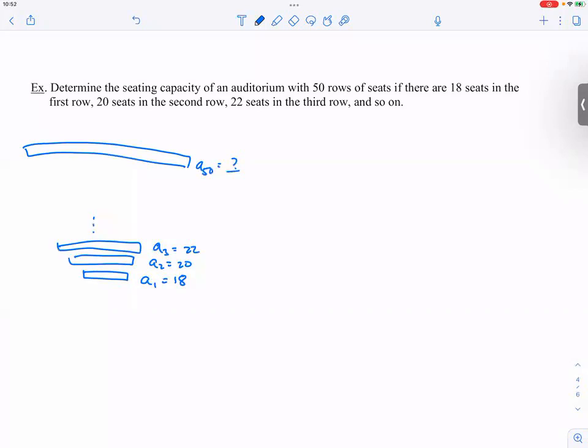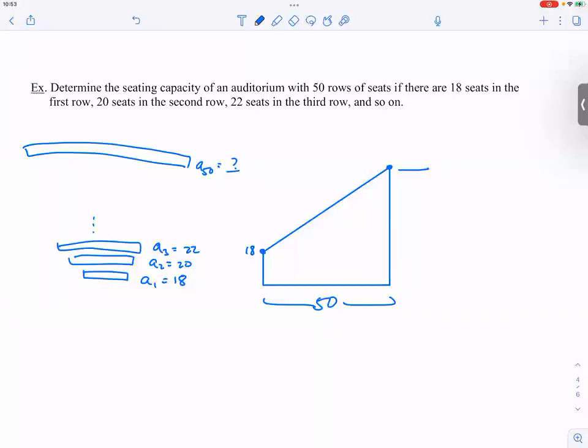Now, you can look at it this way, or I can also help you look at it in a different way. So you can think about that like this. We're saying, the first row, we got 18 seats. And then for the 50th row, go find out how many seats are there. And altogether, there are 50 rows. So could you find out the number of seats in the 50th row?